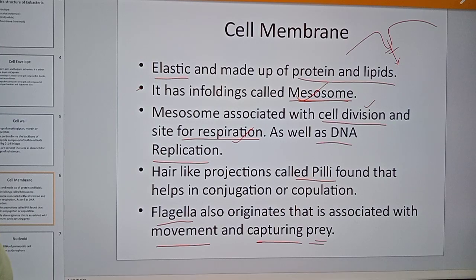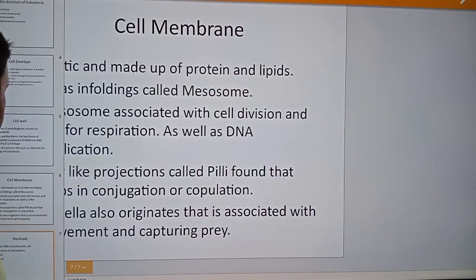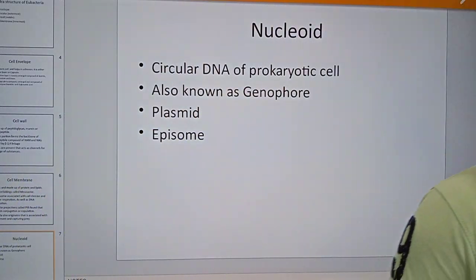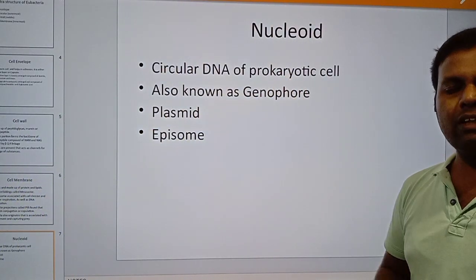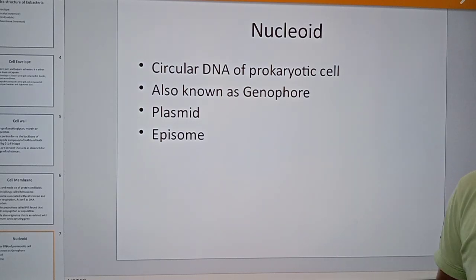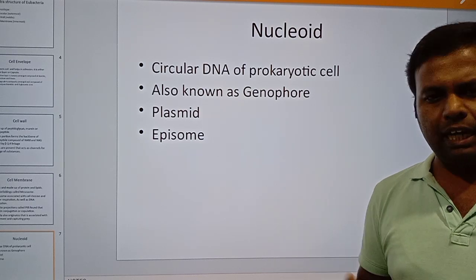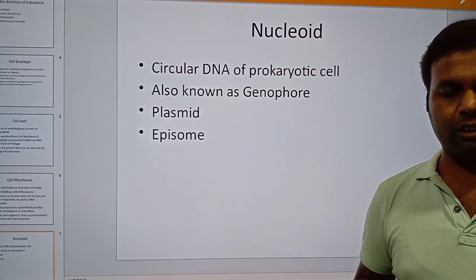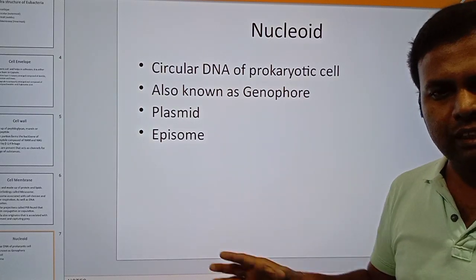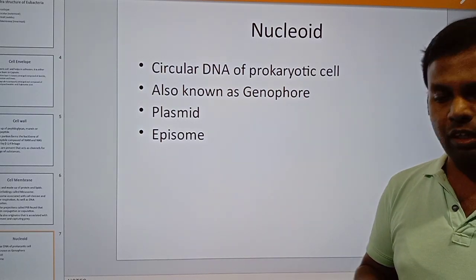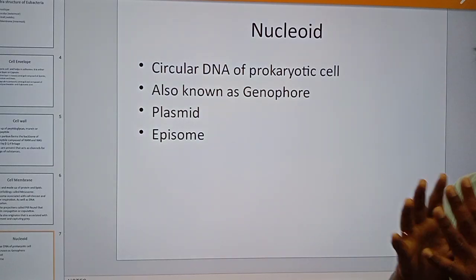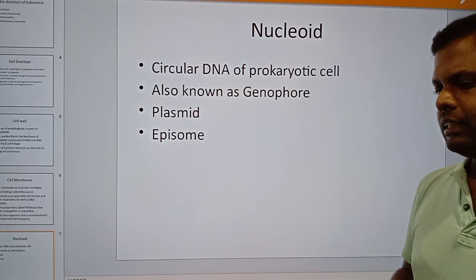Moving to the next, we will discuss what is present inside the cell. In this prokaryotic cell, after the cell membrane comes the cytoplasm. Cytoplasm is the clear matrix of jelly-like substance, a semi-solid structure, which totally fills the inner side of the cell membrane. Everything inside is covered by it, and that is known as cytoplasm.